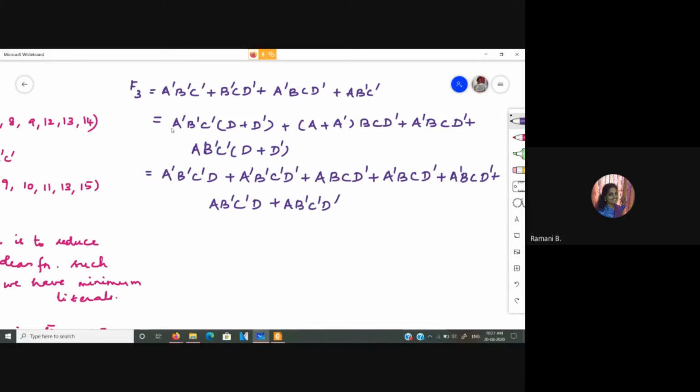Now A bar, B bar, C bar, D bar, I don't have any repetition of this term, so that minterm is included. Then A, B, C, D bar is also not repeated, so A, B, C, D bar is included.